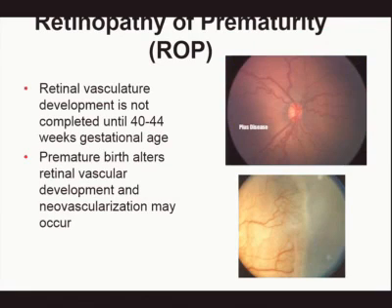Retinopathy of prematurity. This is when babies are born prematurely. The retinal vessels are not fully complete until 40 to 44 weeks gestational age. So while the vessels are growing out after the baby has been born, neovascular vessels can occur, and that can cause retinal detachments and blindness.